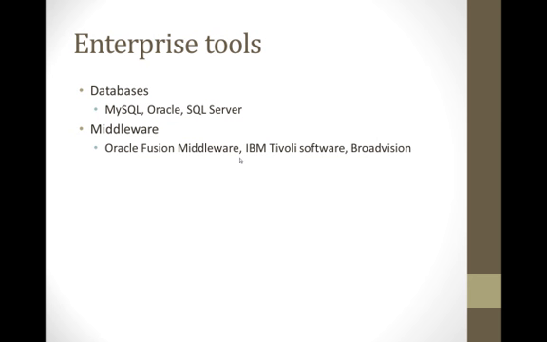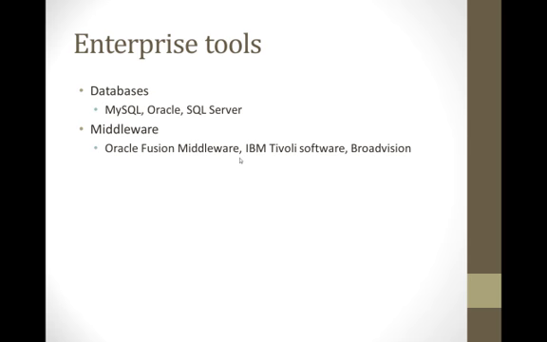Okay, and it does a translation. The middleware translates the XML files from one format into another, and that's its primary function. So I'll give you a few examples. Oracle has one, IBM has one, Broadvision has one. Middleware is very, very important, especially at the e-commerce level when you're dealing with large businesses.